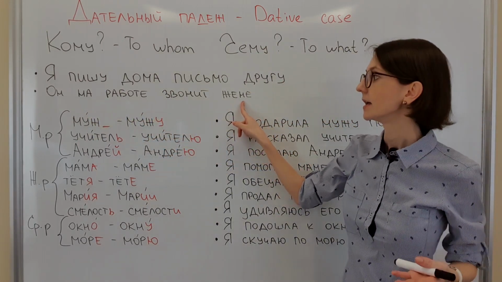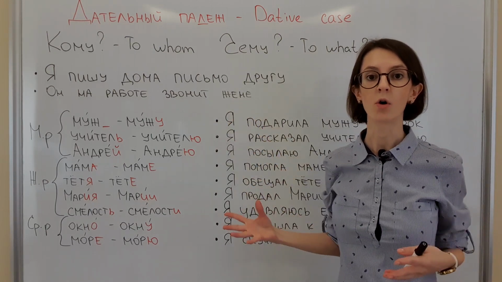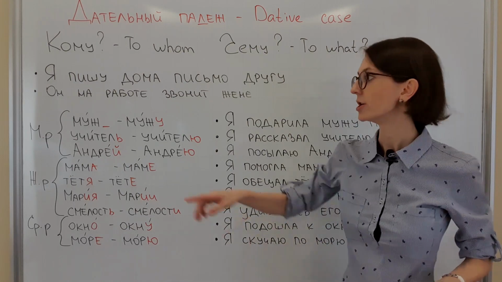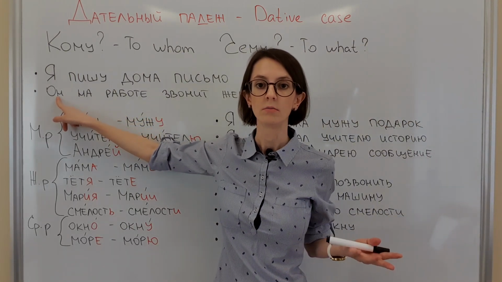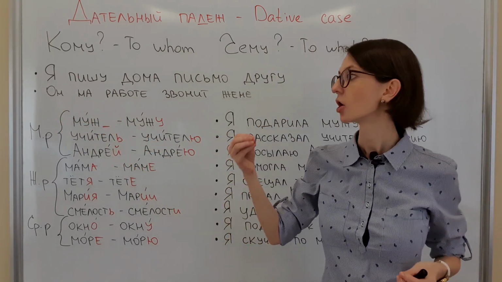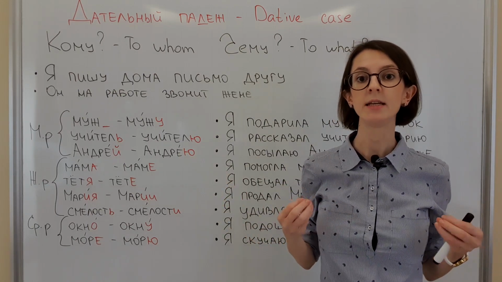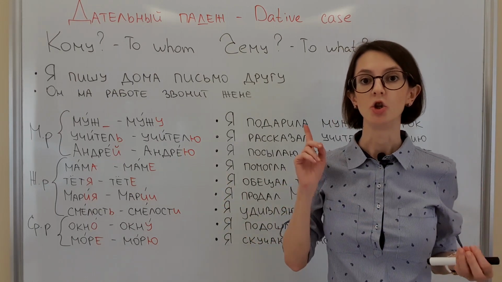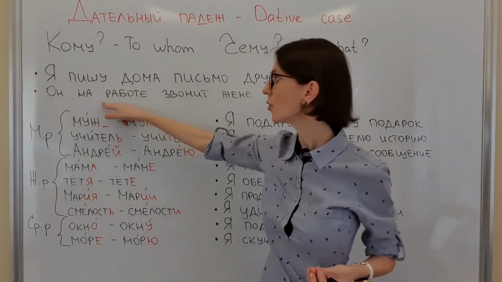One more example. Он на работе звонит жене. He is calling his wife at work. Let's ask the same question. Он. What question should we ask? Кто? This is the question to a subject. Он. He. He is doing the action. Yes, he is the subject. Nominative case. Именительный падеж.